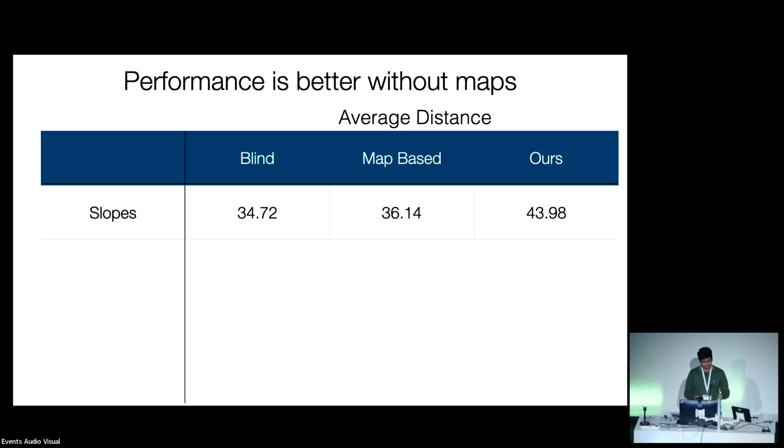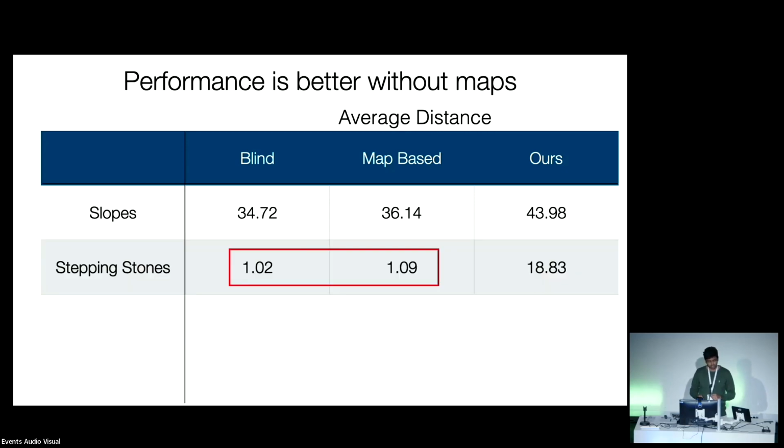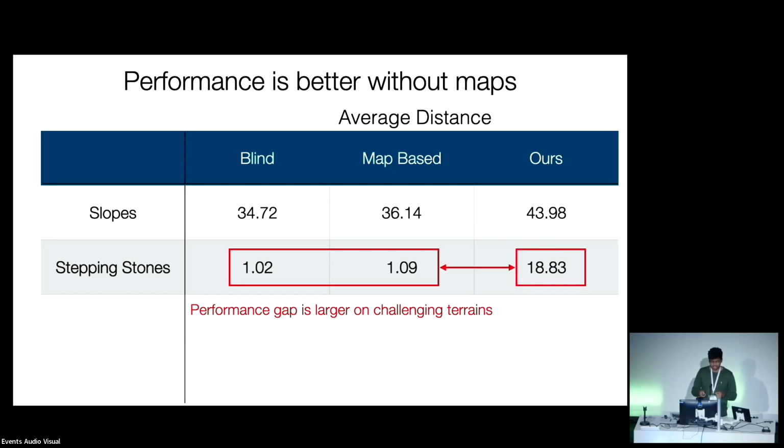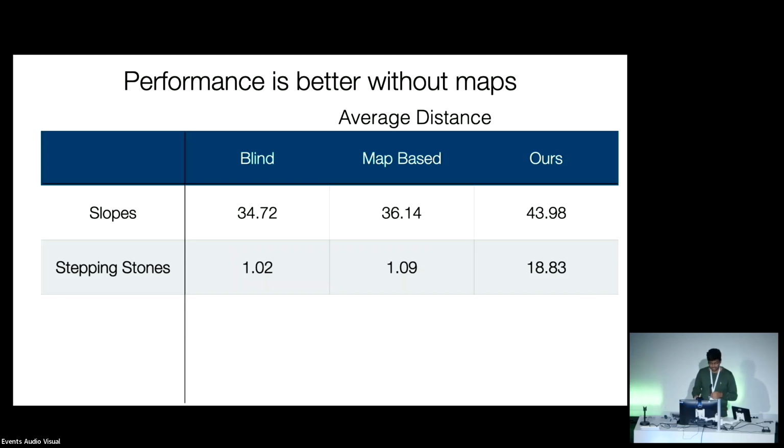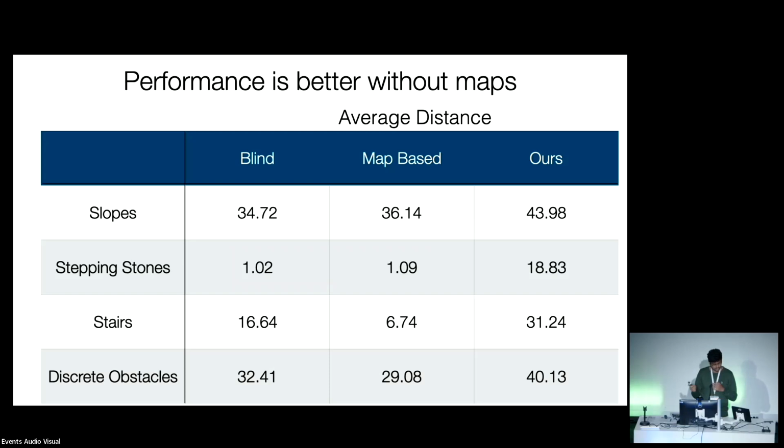We see that it is roughly similar for slopes, but the moment we get to stepping stones, we observe that the blind and map-based are about the same. So the noise that is added in the maps to simulate noisy terrains in simulation ends up killing all the information there is for precise foot placement. And the gap between this and our method is huge, and our method performs significantly better. We see that this trend holds on other terrains as well.